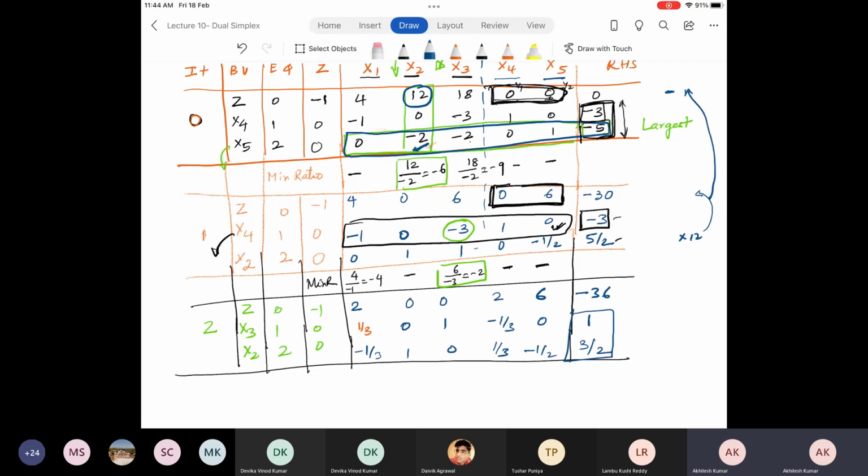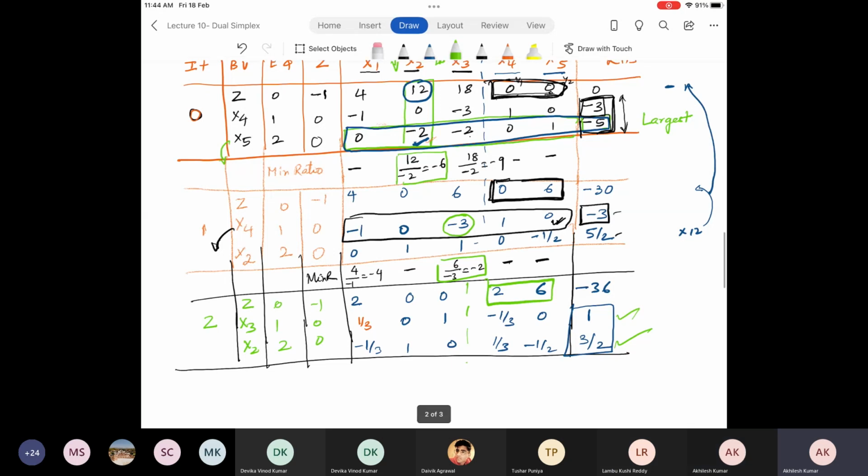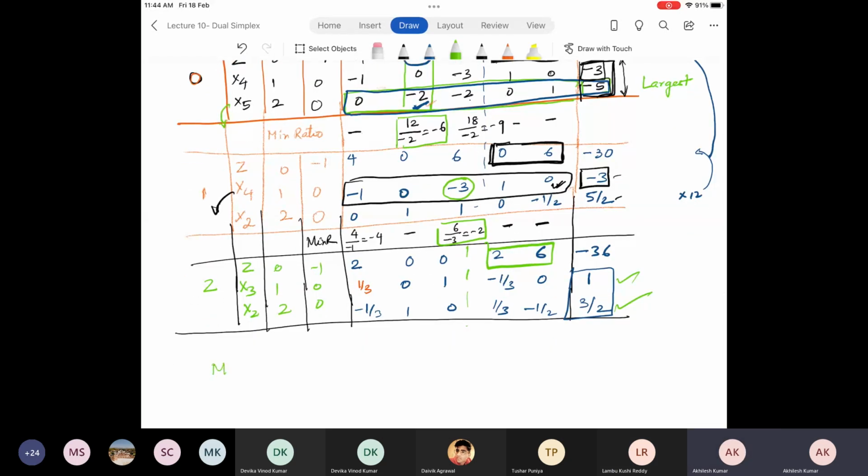Have you passed the feasibility test here? All RHS is greater than or equal to 0? Yes, sir. We have found our feasibility. Now, if you look carefully, what is this 2 and 6? The optimal solution of the Winter-Glass problem.